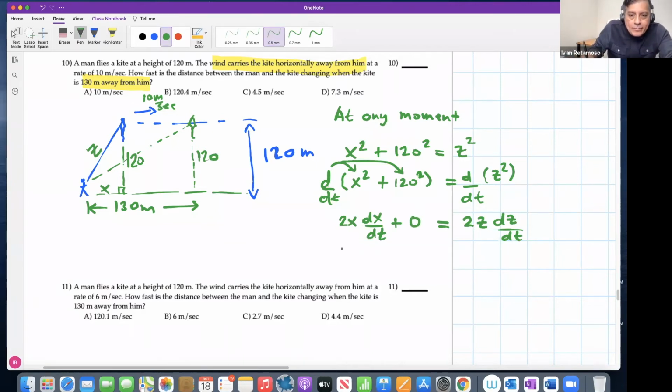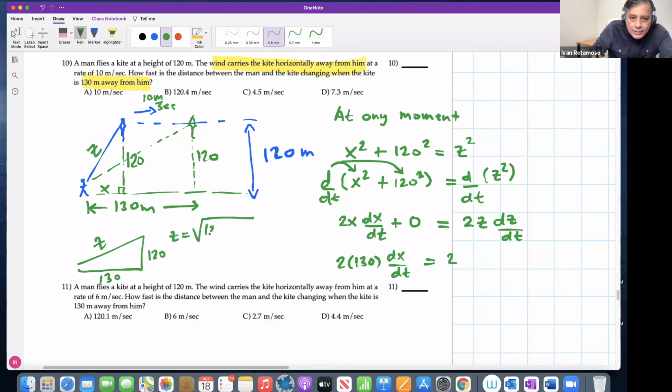So now it's time to substitute what we have. X we have, right? They want this at the moment when X is 130. dx/dt we don't have yet, we have to find out what it is. The 0 disappears. 2 times Z. Do we have Z? Well, when this is 130 and this is 120, Z is determined. Z will be the square root of 130 squared plus 120 squared, according to the theorem of Pythagoras. And that can be calculated in our calculator.